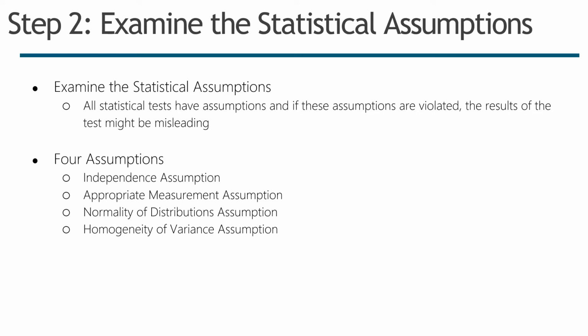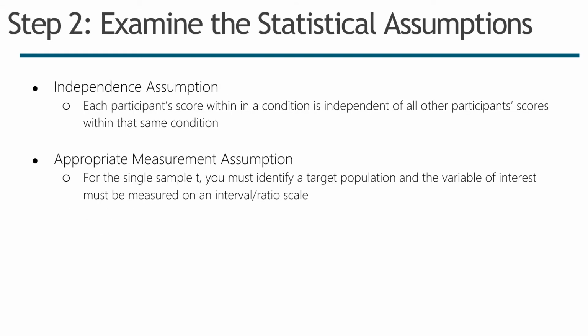And so we have to be really careful to make sure that our given statistic and our study meet these assumptions. And there are 4 assumptions we're going to look at: independence, appropriate measurement, normality of distributions, and homogeneity of variance. Let's start with the independence assumption.